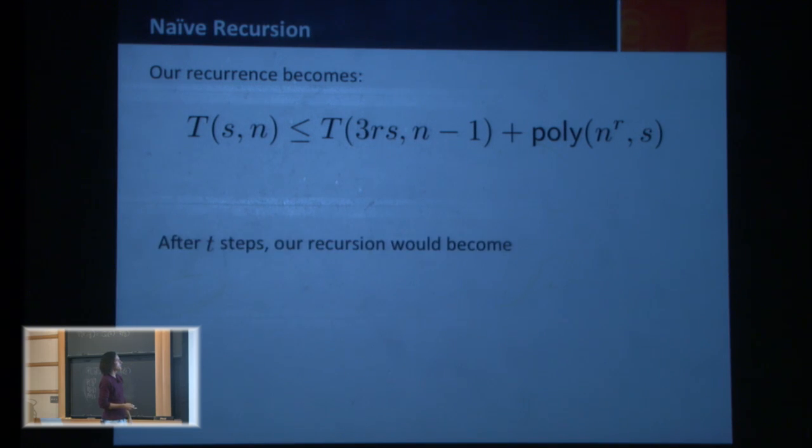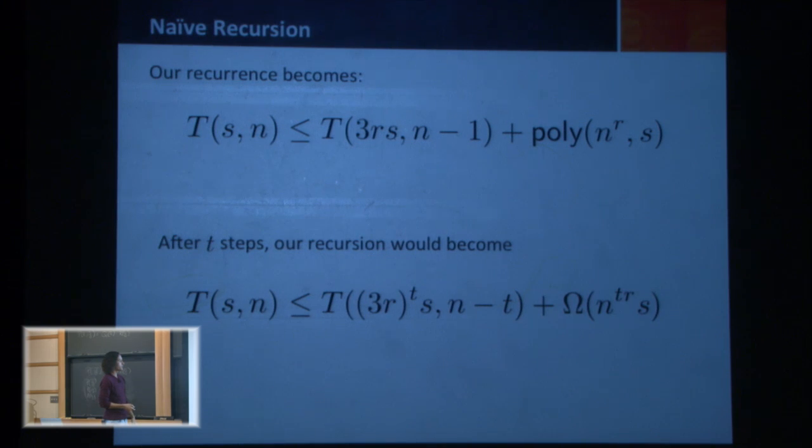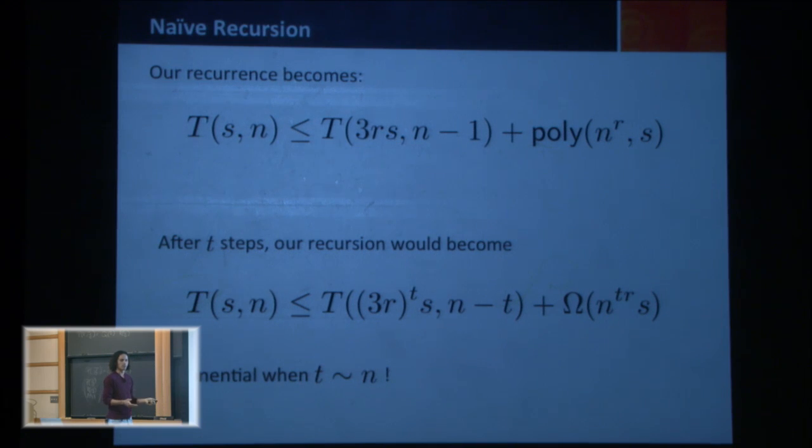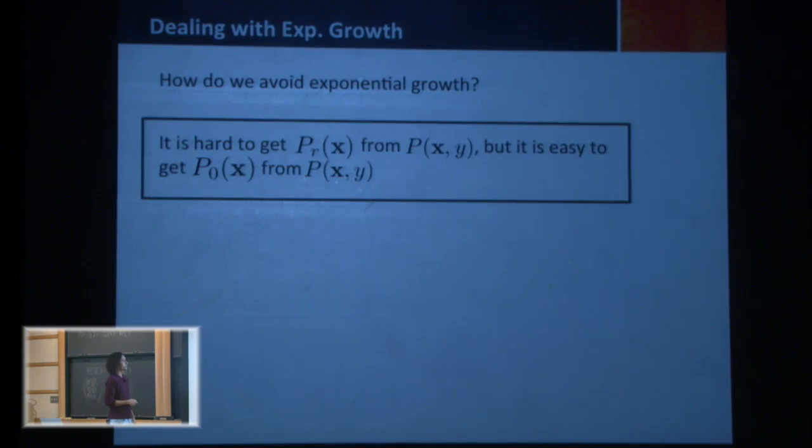Okay? But now, if we follow our recursion after t steps, the recursion becomes really bad, because every time that I decrease one variable, I multiply by 3r the size of the circuit. Right? So then this is exponential when t is roughly the number of variables. So this is pretty bad. We cannot do the recursion this way. Now, how do we avoid the exponential growth?